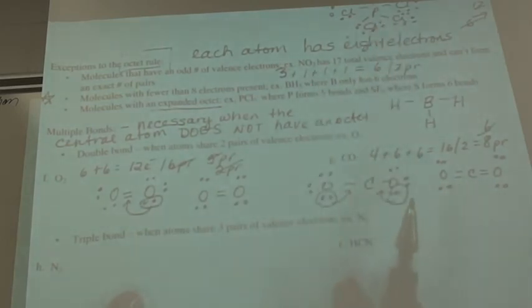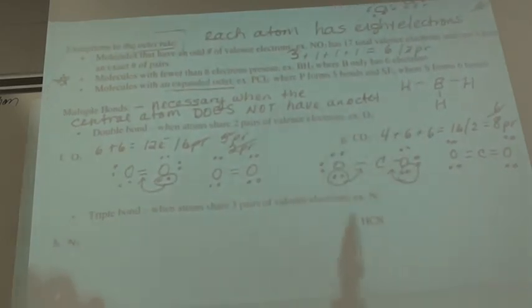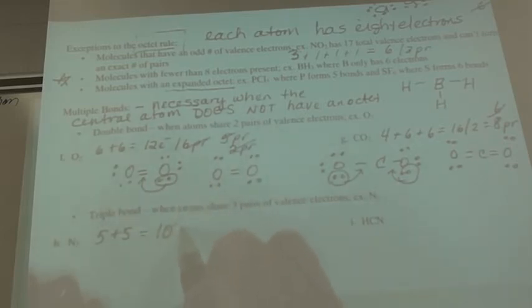Okay. All right. Now, sometimes just sharing one pair of electrons from the ligand doesn't work. You need to share multiple, and that would be a triple bond. Nitrogen has how many valence electrons? There are 2 nitrogens in the diatomic molecule, N2, so 10 electrons or 5 pair.